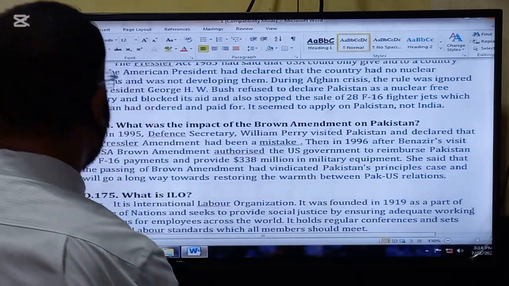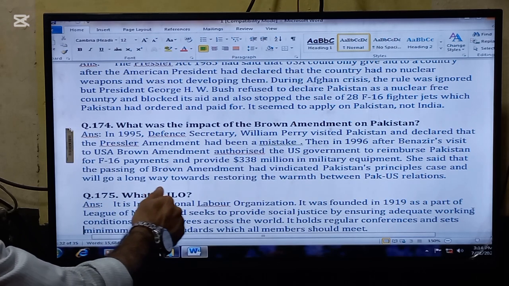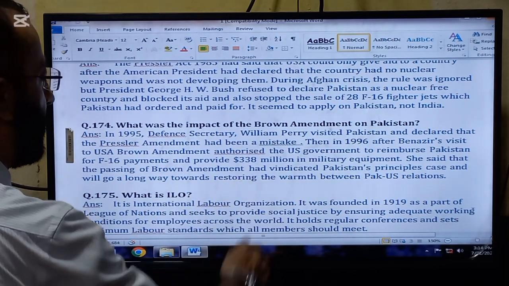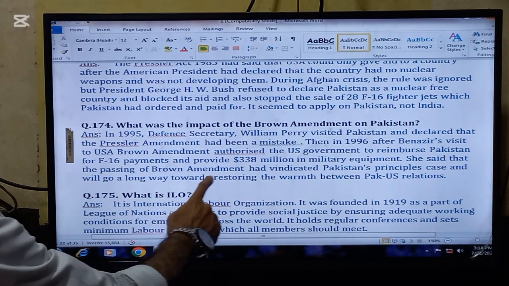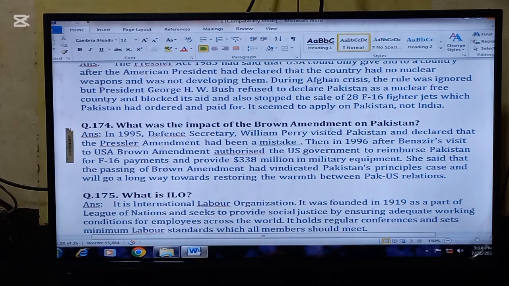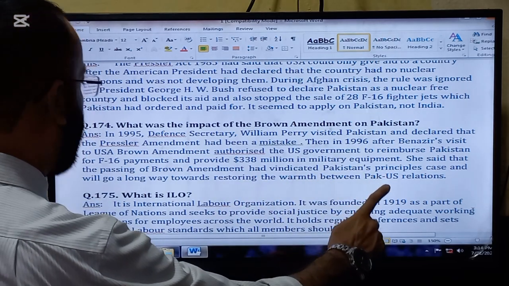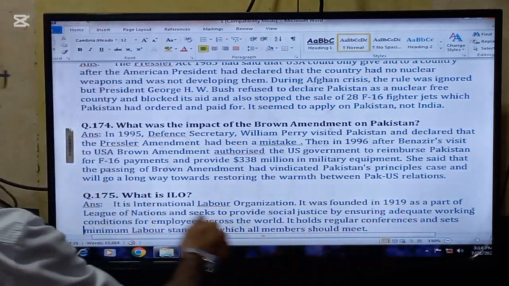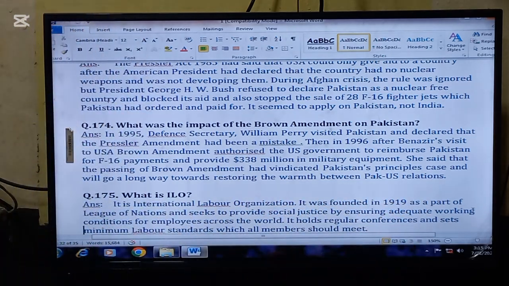The next important question for today is, what was the impact of the Brown Amendment on Pakistan? In 1995, Defense Secretary William Perry visited Pakistan and declared that the Pressler Amendment had been a mistake. Then in 1996, after Benazir's visit to the USA, the Brown Amendment authorized the US government to reimburse Pakistan for the F-16 payments and provide $338 million in military equipment. She said that the passing of the Brown Amendment had vindicated Pakistan's principled case and would go a long way towards restoring the warmth between Pak-US relations.